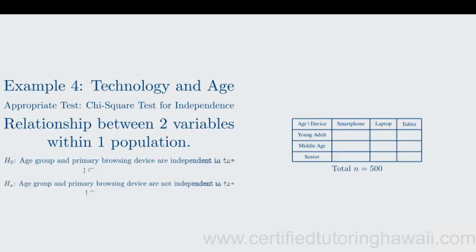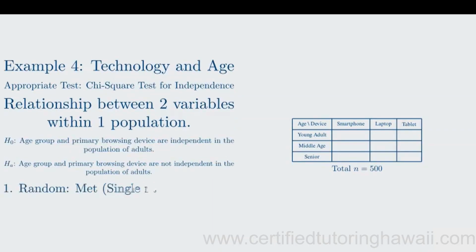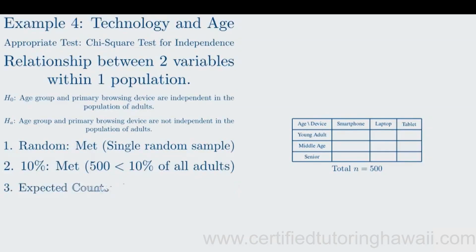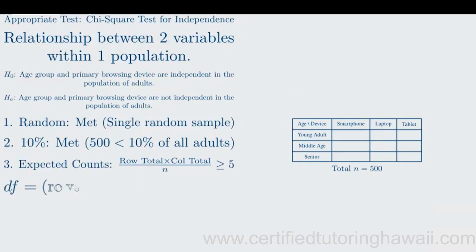Now, let's write the hypotheses. Next, we justify. 1. Random, met. A single random sample of 500 adults was taken. 2. 10%, met. 500 adults is definitely less than 10% of all adults in the population. 3. Expected counts. We check if the row total times column total divided by 500 is at least 5 for all 9 categories. Finally, we need to determine the degrees of freedom for this table.